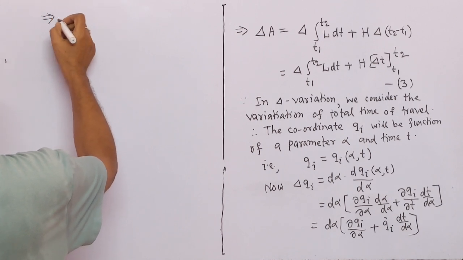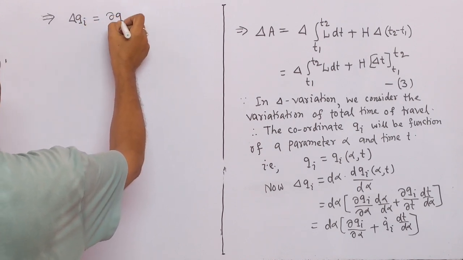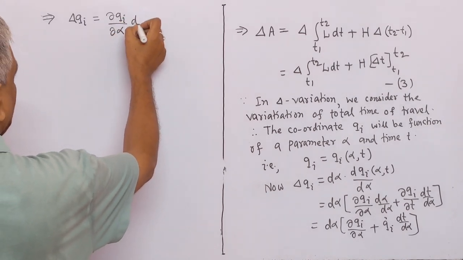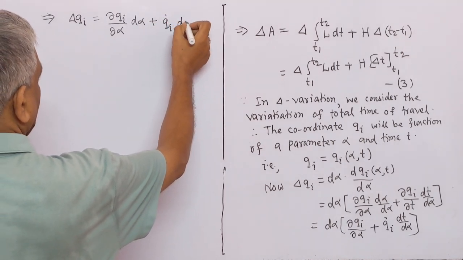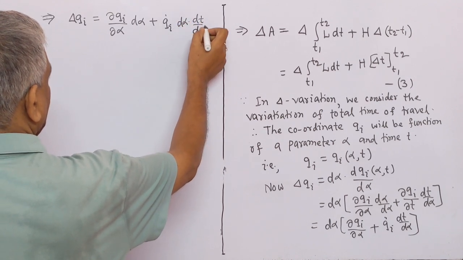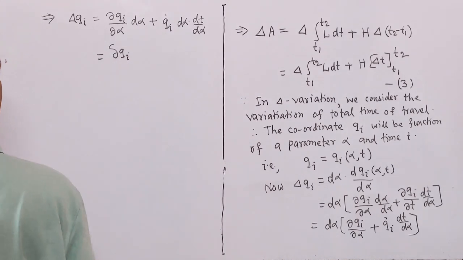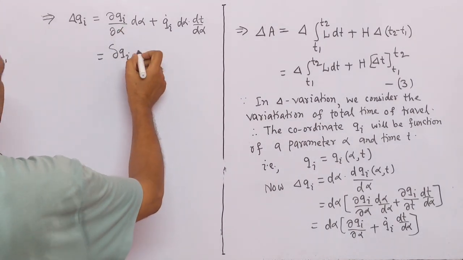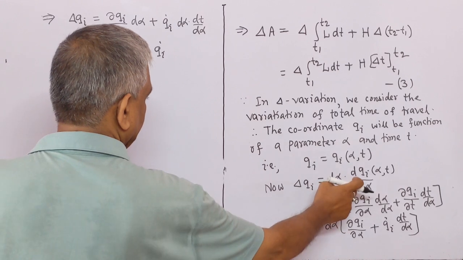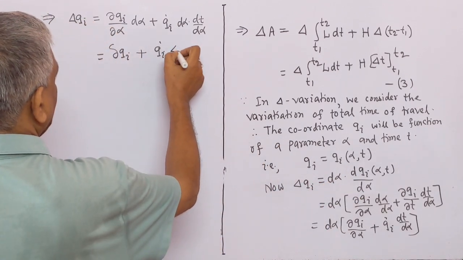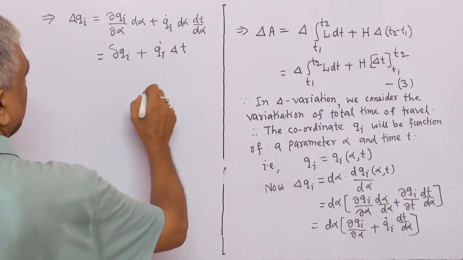This implies that delta q_i equal to the partial derivative of q_i with respect to alpha times d alpha, plus q_i dot times d alpha multiplied by dt by d alpha, and the first term will be equal to lowercase delta of q_i. Here time is not changed. Here, for q_i dot, we may write similarly: delta t in place of q_i, we have t. This is number 4.